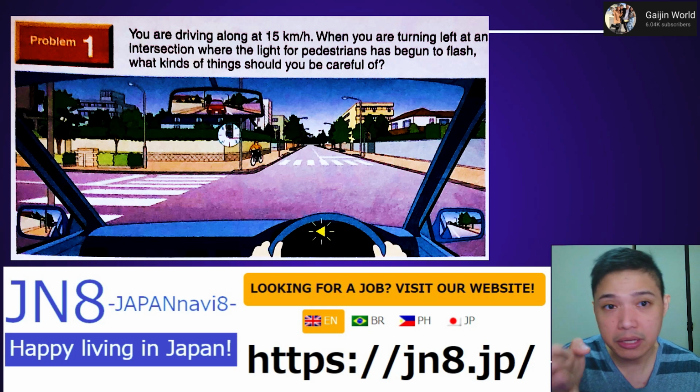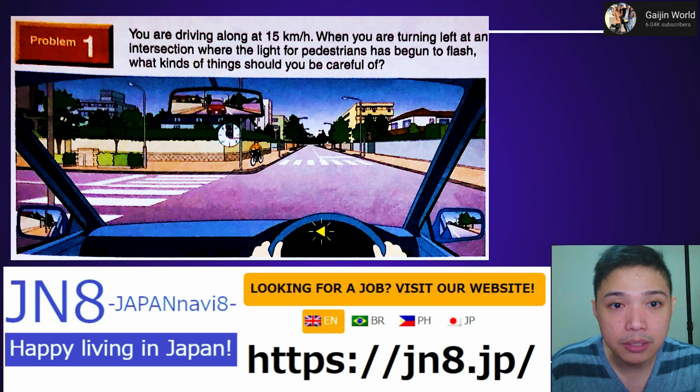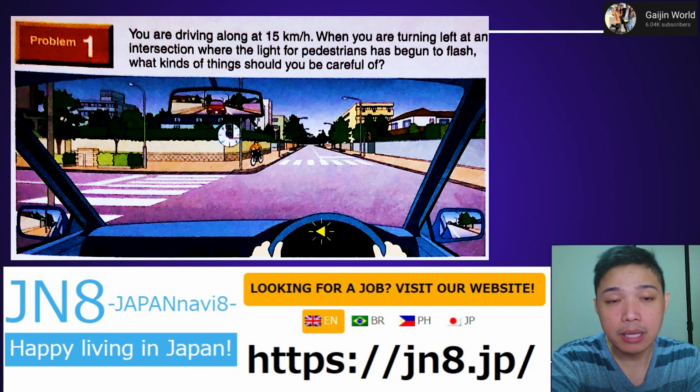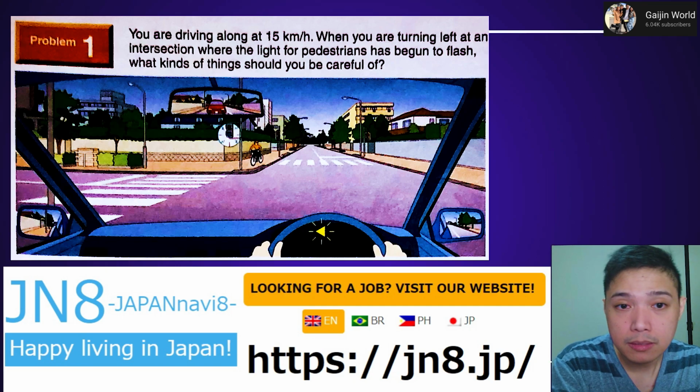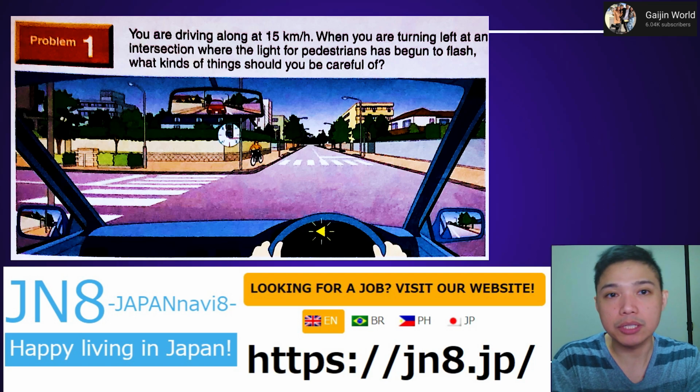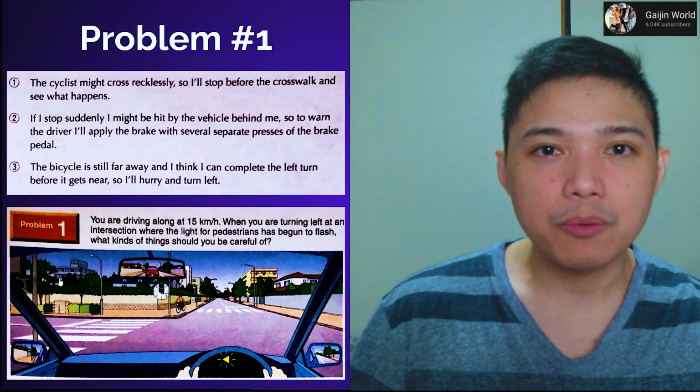In the rear mirror, we see a red car behind the vehicle, and in front of me there's a pedestrian crossing. I'm at the corner. As you can see also, there's someone riding a bicycle. So I'm going to turn left at the intersection where the light for pedestrians has begun to flash. What kinds of things should you be careful of? These are the questions, guys.